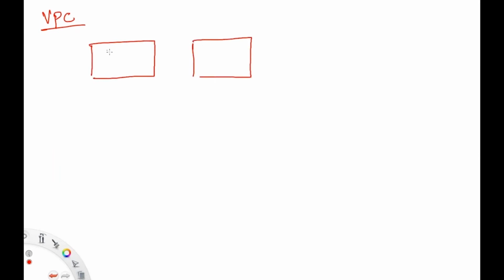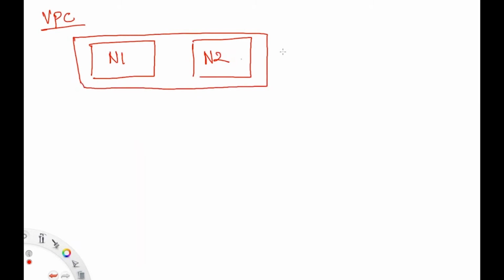Coming back to VPC, VPC stands for Virtual Port Channel. It's a Nexus technology where, let's say this is Nexus 1 and Nexus 2, when you configure a VPC domain between these two devices, they logically appear as one to a downstream device.